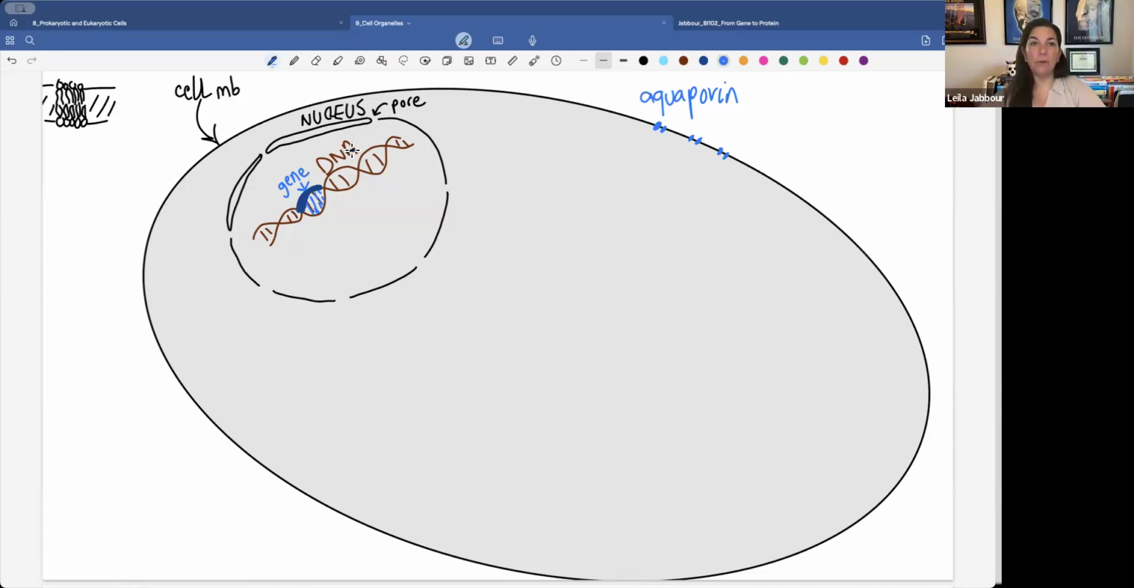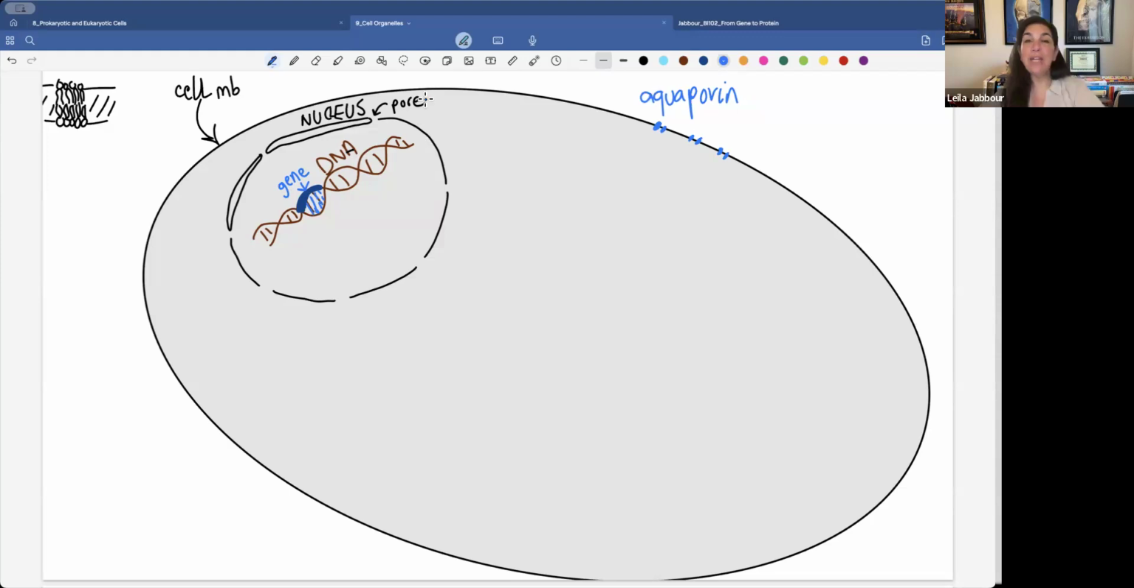Okay. So I describe my cookbooks as being so precious that they are basically housed in a place called the nucleus that I'm going to use the analogy of the pantry in my kitchen.